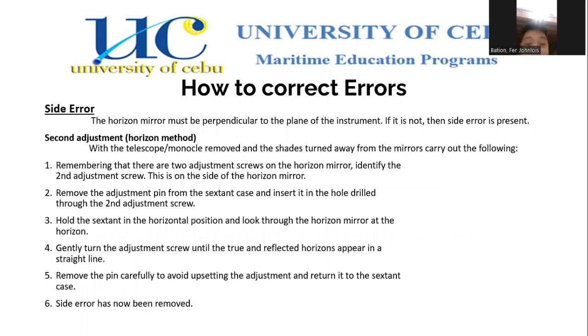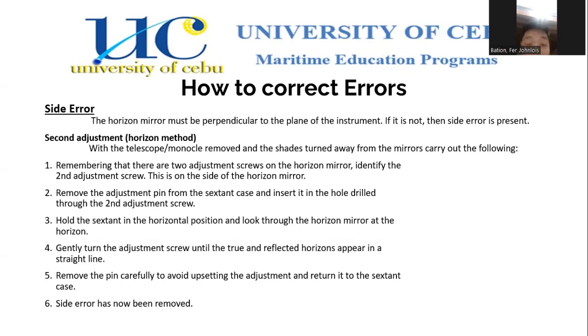So, side error. The horizon mirror must be perpendicular to the plane of the instrument. If it is not, then side error is present. So, the second adjustment or the horizon method. With the telescope monocular removed and the shades turned away from the mirrors, carry out the following. 1. Remembering that there are 2 adjustment screws on the horizon mirror, identify the second adjustment screw. This is on the side of the horizon mirror.